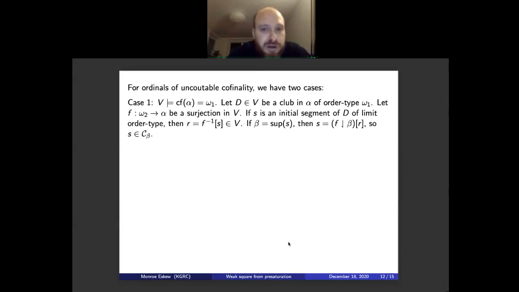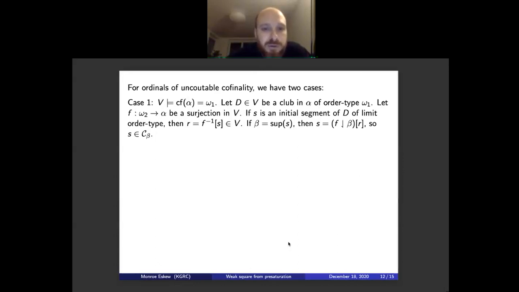And if you take this range restriction to its sup, then the initial segment of our club is equal to F range restricted to beta applied to R, this set from V. So in particular, this initial segment is a member of C beta. So this is the coherence condition for weak square.